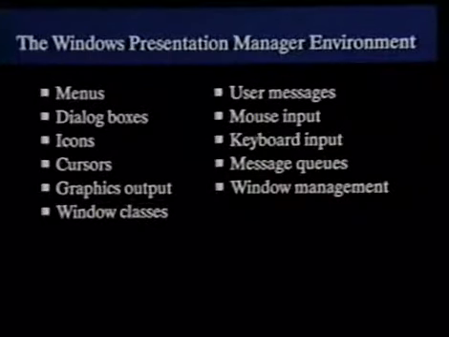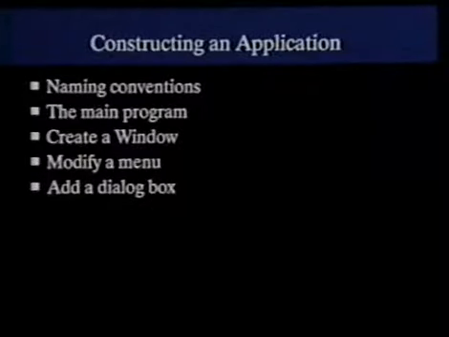So at this point, let's go look at actually constructing an application and looking at the code for a relatively simple application. So what we're going to do is build a main program, and then inside that we will create a window. Later on, we will modify a menu and add a dialog box. But before we can do all of that, to look at some of the code, we need to briefly review some of the naming conventions that we use within the code.